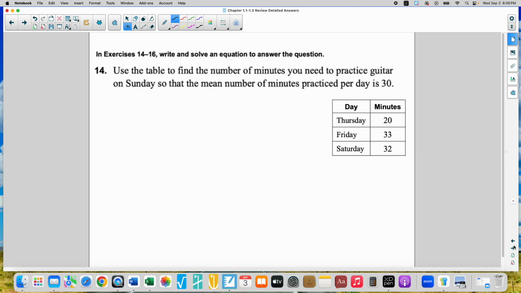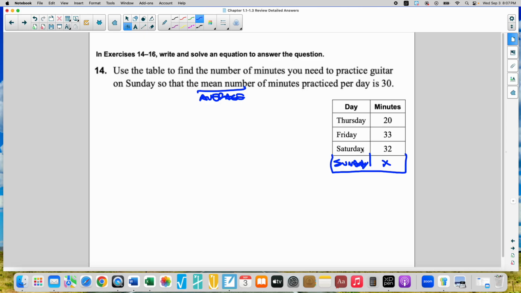All right. Use the table to find the number of minutes you need to practice guitar on Sunday so that the mean number of minutes practiced per day is 30. Mean means the average. Well, we have Thursday, Friday, Saturday, Sunday. We don't know Sunday. We'll label that as X.